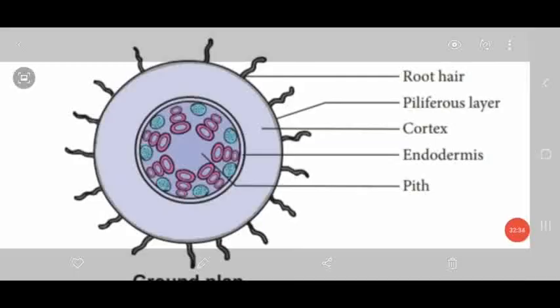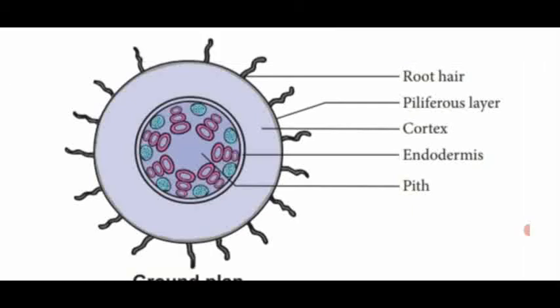Dear students, this is the ground plan of monocot root. There is maize root, the outermost layer epidermis, unicellular root hairs, the piliferous layer, and inner to the epidermis a large cortex. The innermost layer of the cortex is called endodermis. Inner to the endodermis is pericycle. That region is called the stellar region, which contains many vascular bundles. 1, 2, 3, 4, 5, 6. More than 4 is there. So this condition is called polyarch.